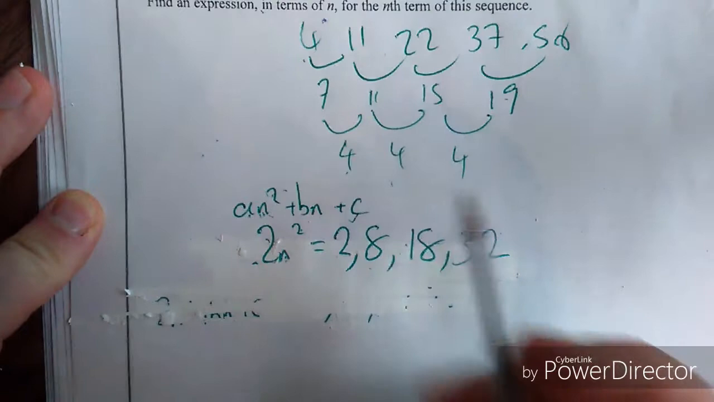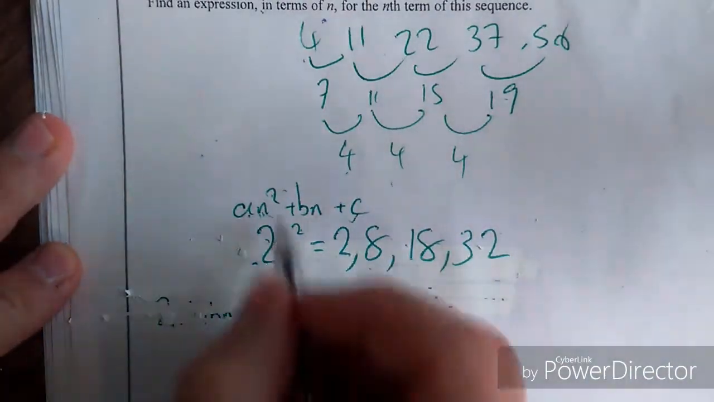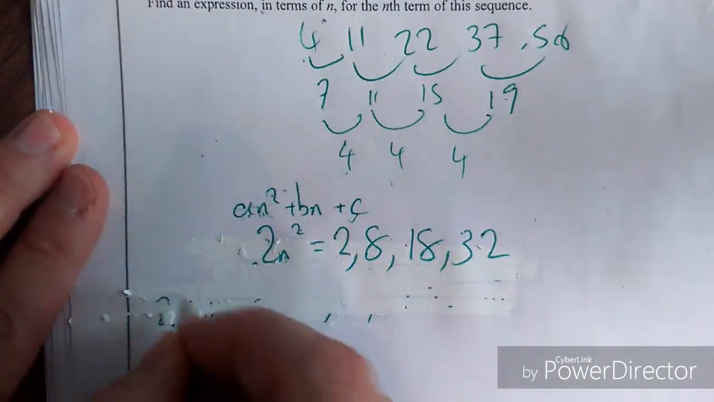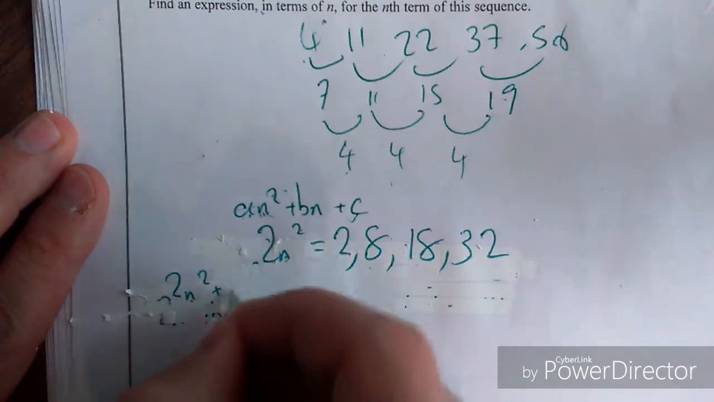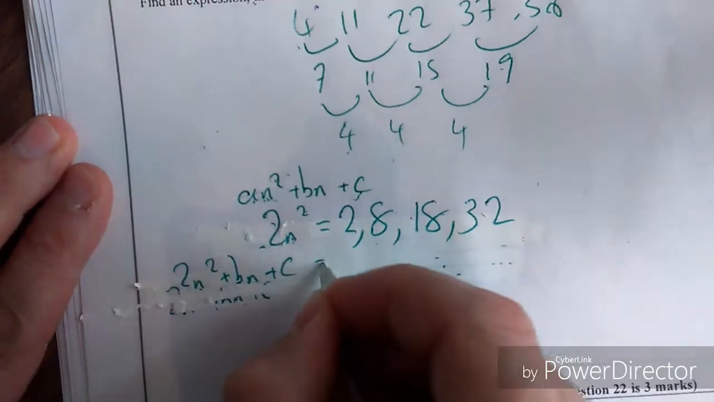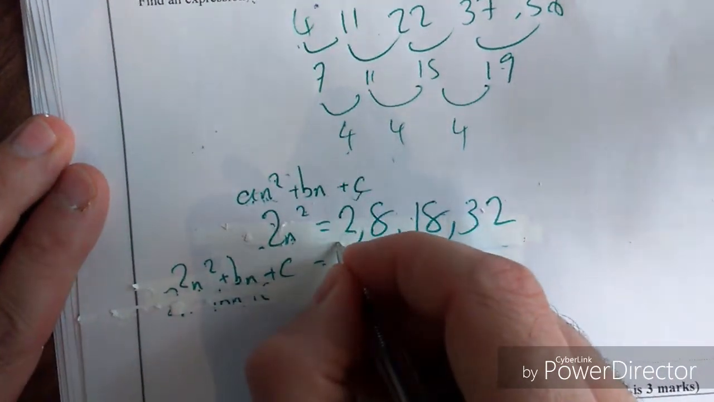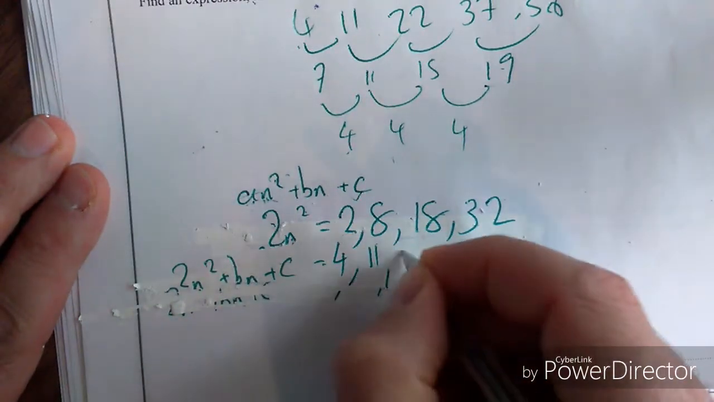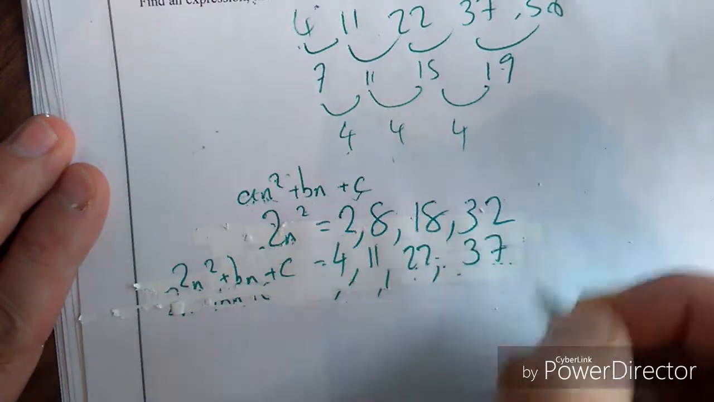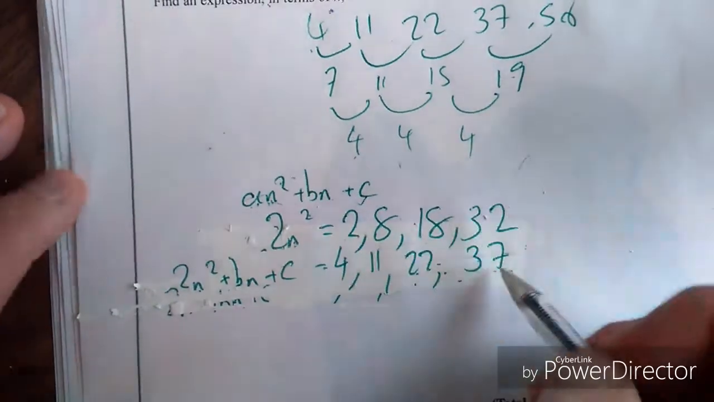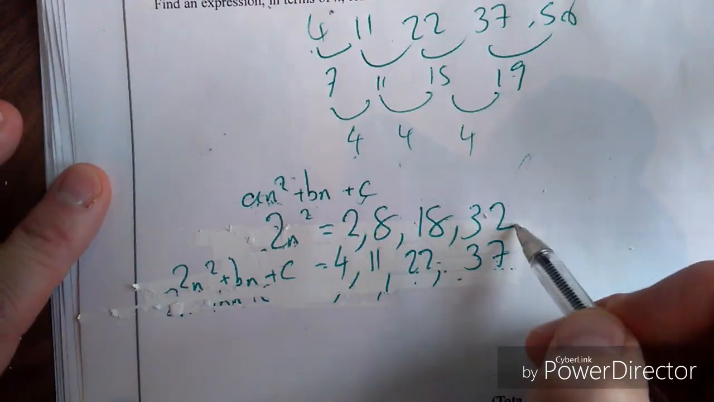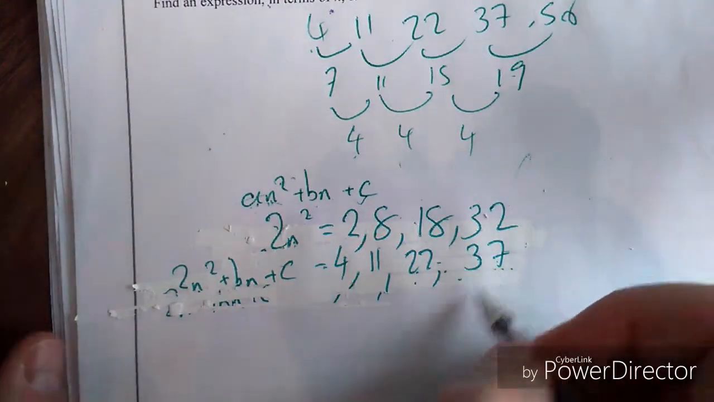I don't just have to add 2, so I'll do something a bit more complicated. So I'm going to write this formula out, but we know a is going to be 2. So it's going to be 2n squared plus bn plus c. And I know this is actually 4, 11, 22, 37. Now I've written it the wrong way around, but I'm going to take the bottom one away from the top one, just to see what I get.